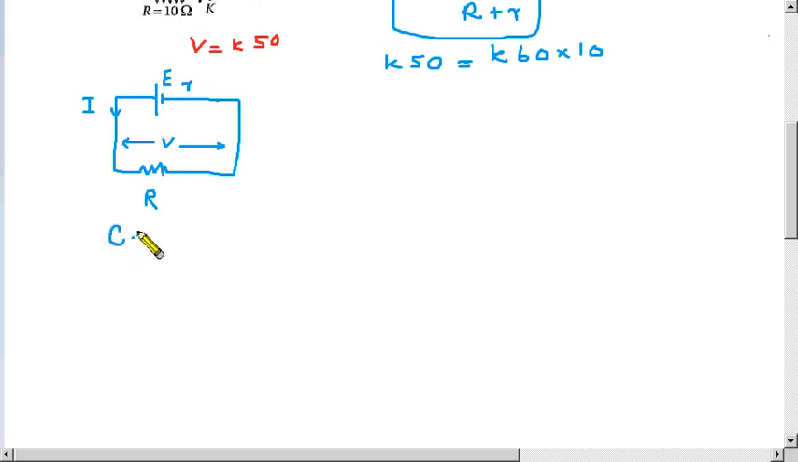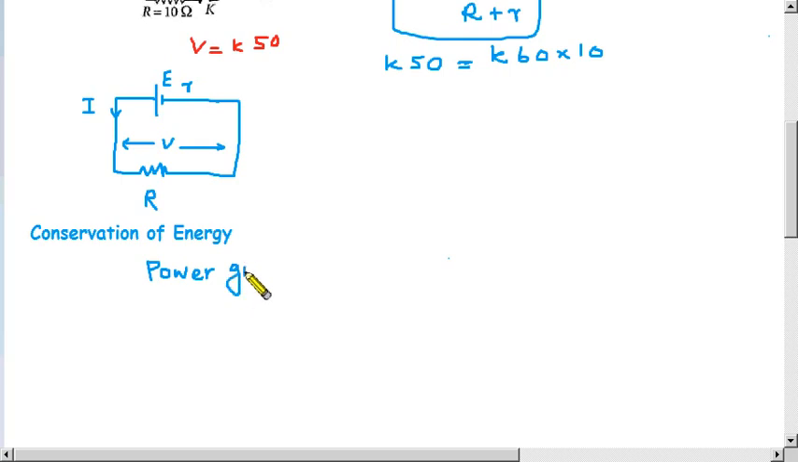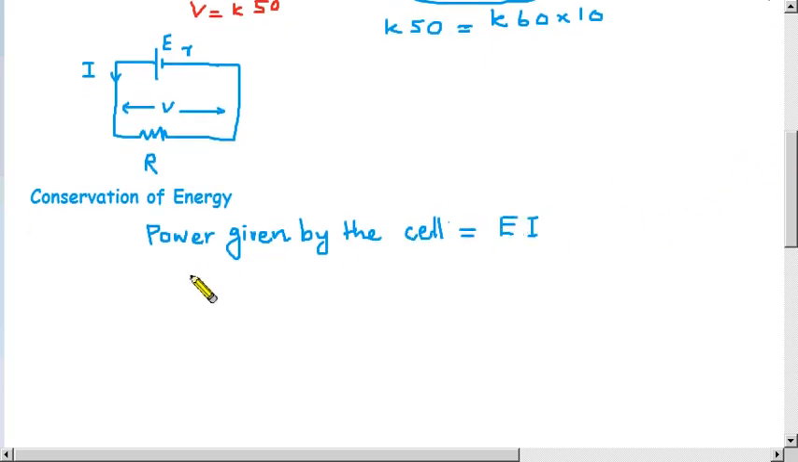Conservation of energy: the power given by the cell is E times I, that is the definition of E. So E times I. So power dissipated by the resistors, power as heat, you know, from Joule's law, I squared R plus I squared r.